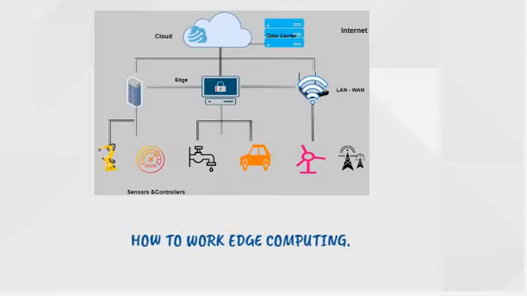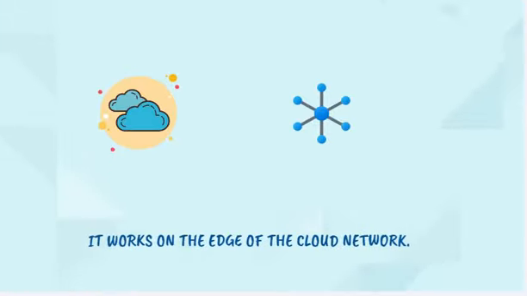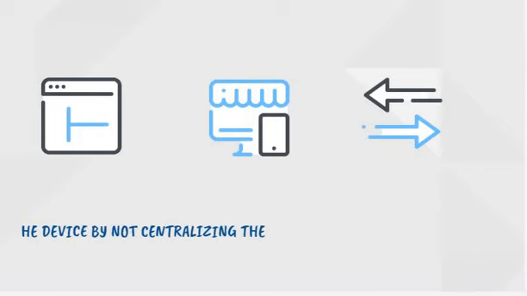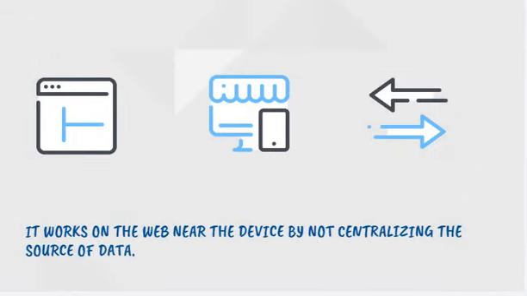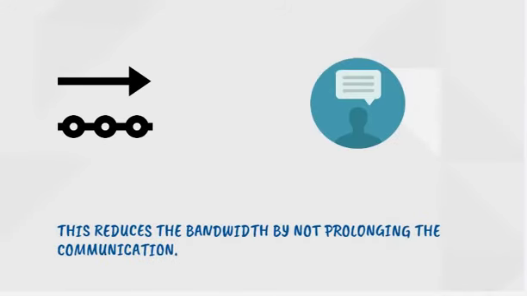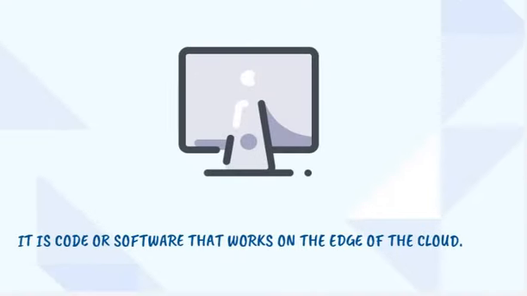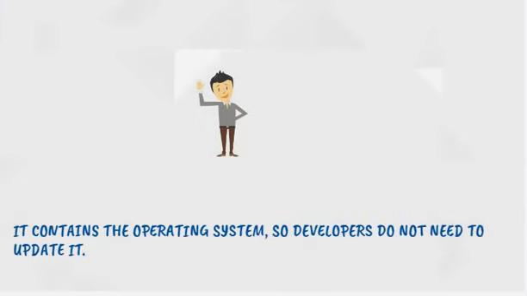How does edge computing work? It works on the edge of the cloud network. It works on the web near the device by not centralizing the source of data. This reduces the bandwidth by not prolonging the communication. It is code or software that works on the edge of the cloud. It contains the operating system, so developers do not need to update it.